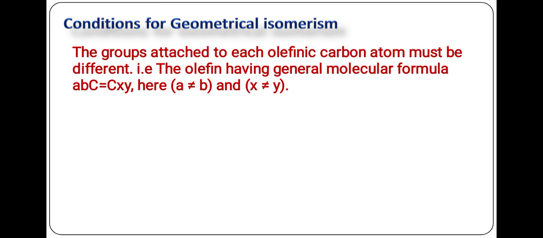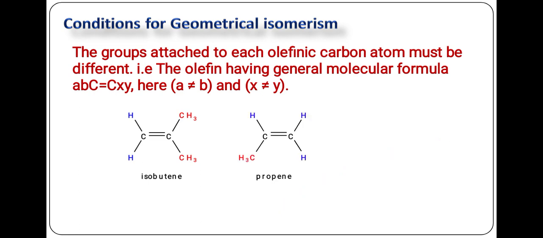First, the groups attached to each olefinic carbon atom must be different. That means the olefin has the general molecular formula ABC=CXY, where A is not equal to B and X is not equal to Y. Olefin means carbon-carbon double bond.